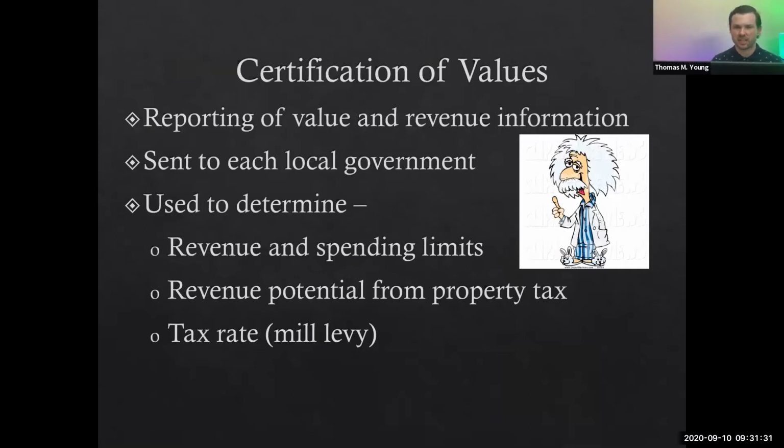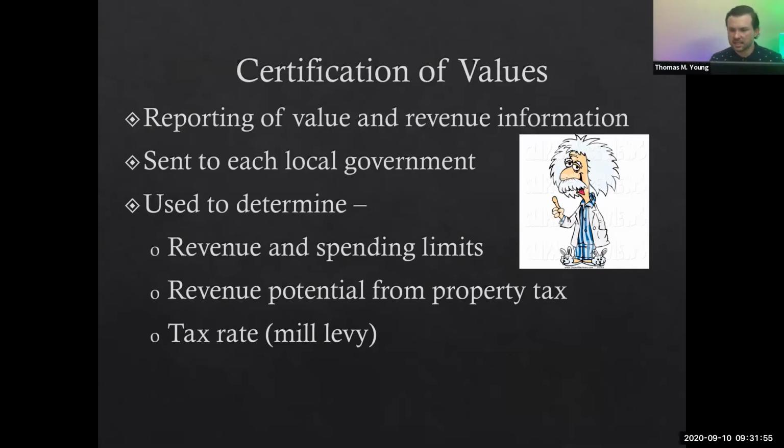The certification of values reports value and revenue information. It's sent to each local government, and there are more than 4,000 local governments currently in the state. And it's used to determine your revenue and spending limits and the revenue potential from property taxes, and to ultimately calculate the actual tax rate or mill levy.